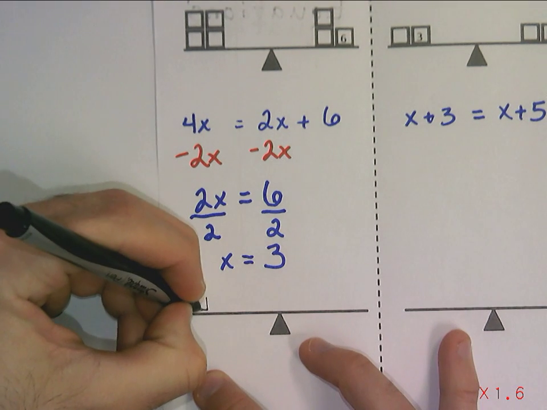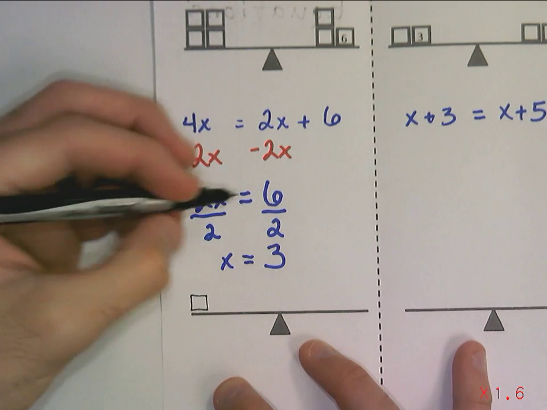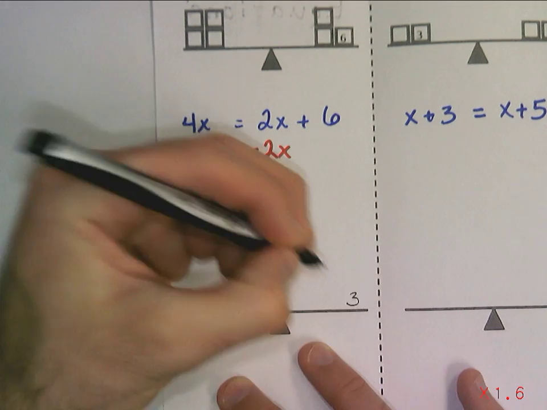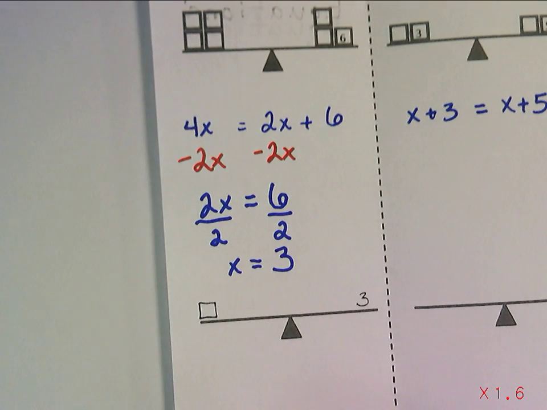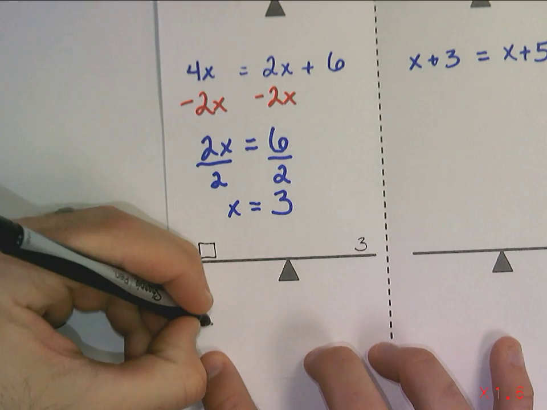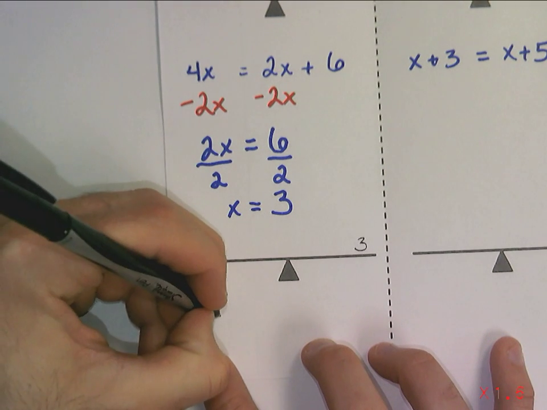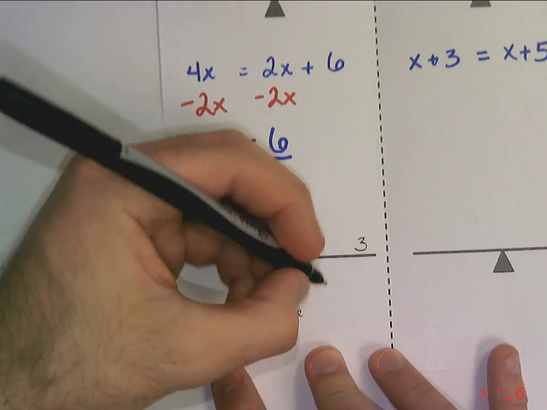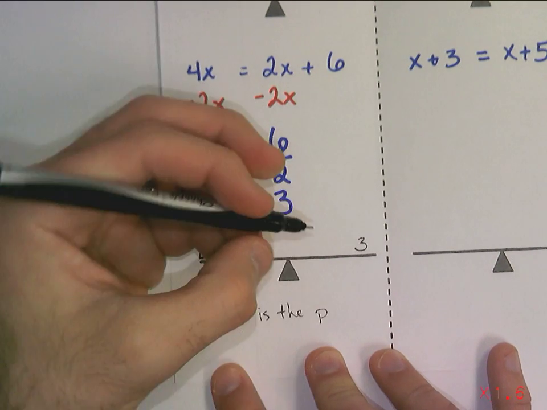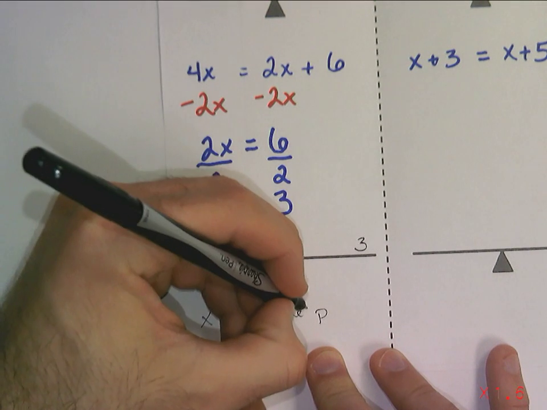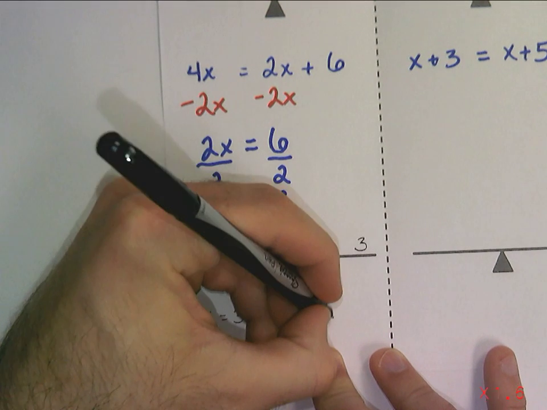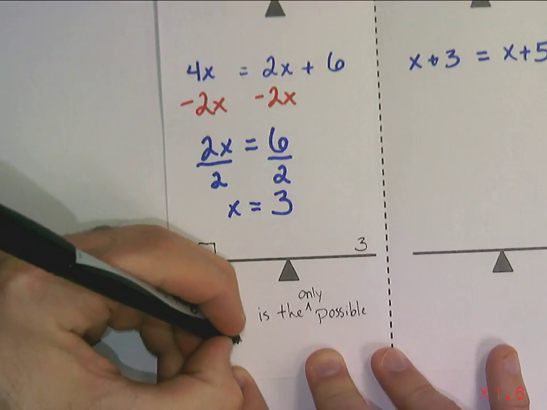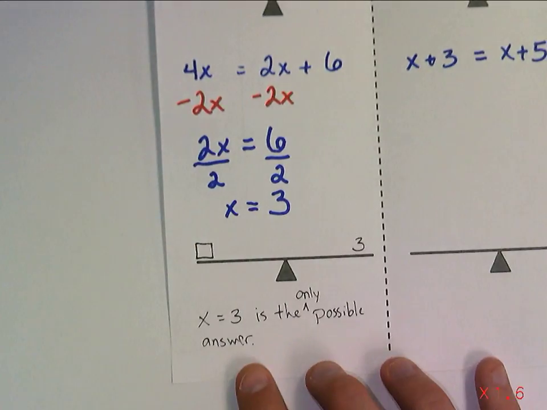So what I'm going to do here is just draw the box, because we don't have a number there to put yet, and we have 3 on the right hand side. And in this case, x equals 3 is the only possible answer.